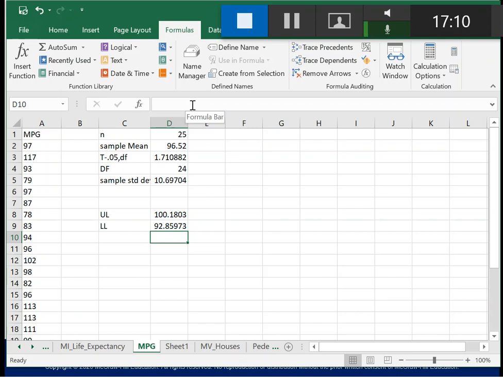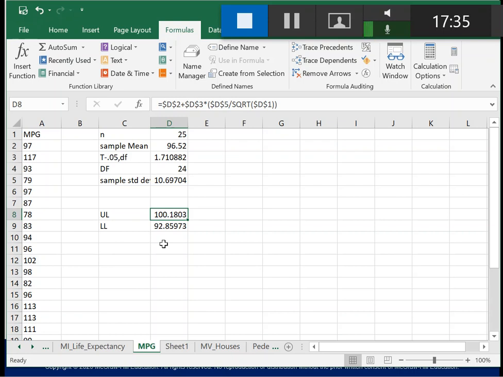92.85973. So we can say with 90% confidence, or 90% of the sample means fall between 92.9 miles per gallon and 100.2 miles per gallon. Okay, that's 90% will fall in there. So again, I told you this was where we calculated all of the parts and pieces separately and then put them all into one formula.